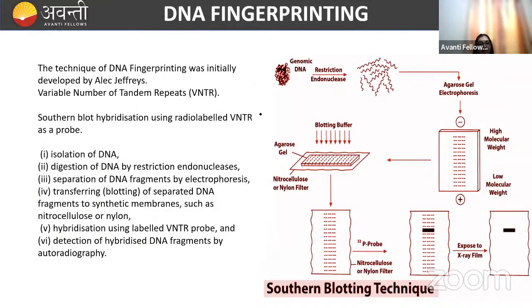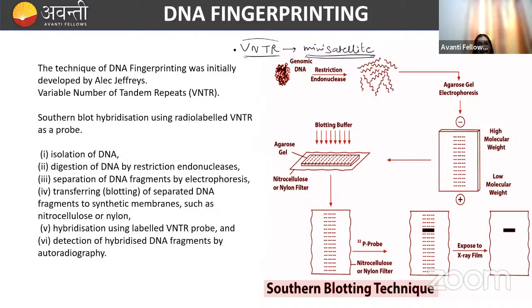DNA fingerprinting was initially developed by Alec Jeffreys. He used VNTR, which is variable number of tandem repeats. And we know that VNTRs are minisatellites. We know that 99.9% of the genes are the same in all humans, right? But the variation lies in 0.1%. It's because of these repeated sequences, because they show a high degree of polymorphism.